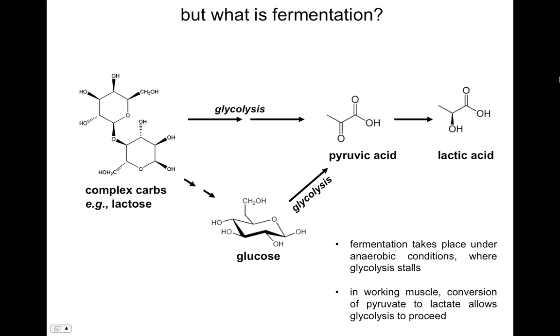Now, a little bit closer to home is the idea that in working muscle we convert pyruvate to lactate. In our own muscle tissue, working muscles become anaerobic very quickly, and glycolysis has to keep going at least for a little while, and so we can get a little extra kick by converting pyruvate to lactic acid.